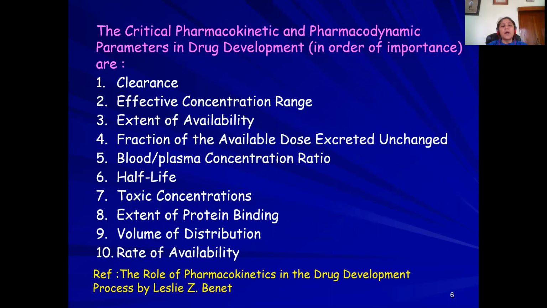of lead drug candidates. The critical pharmacokinetic and pharmacodynamic parameters in drug development are clearance, effective concentration range, extent of availability, fraction of the available dose excreted unchanged, blood or plasma concentration ratio, half-life, toxic concentrations, extent of protein binding, volume of distribution, and the rate of availability.